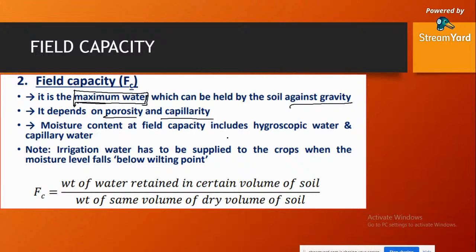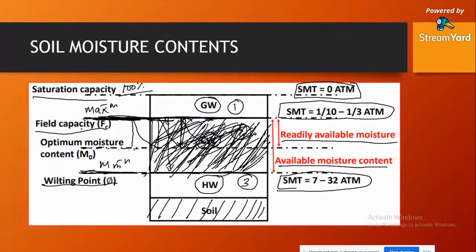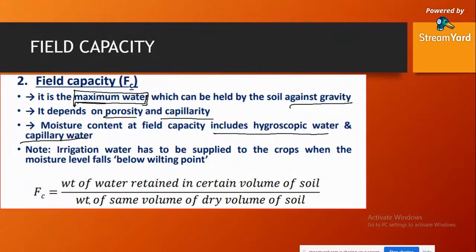Moisture content at field capacity includes hygroscopic water and capillary water. Obviously, if you talk about the field capacity, it includes both, because this is the capillary water zone and this is hygroscopic water. Irrigation water has to be supplied to the crops when the moisture content is below wilting point. Obviously, if it falls below wilting point, then one has to apply water to increase the moisture content in the voids of the soil.